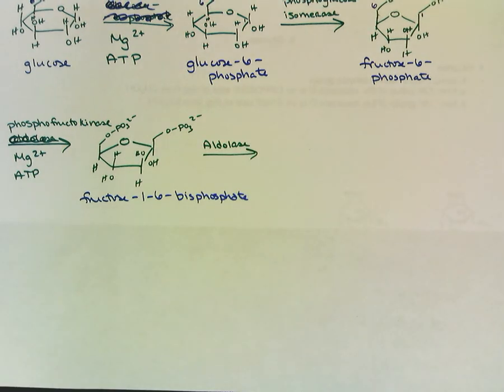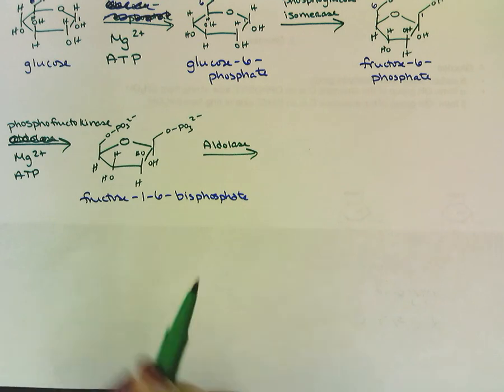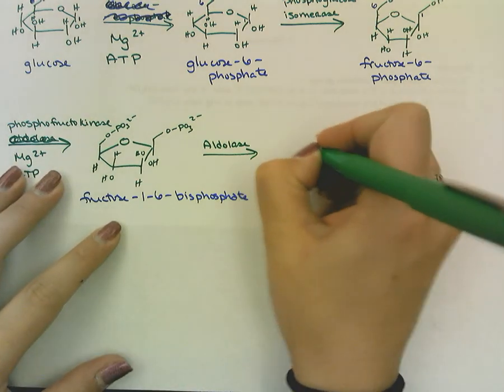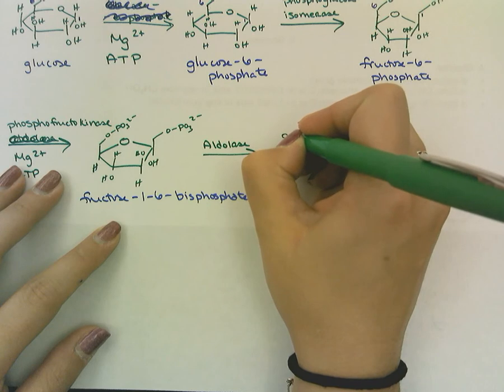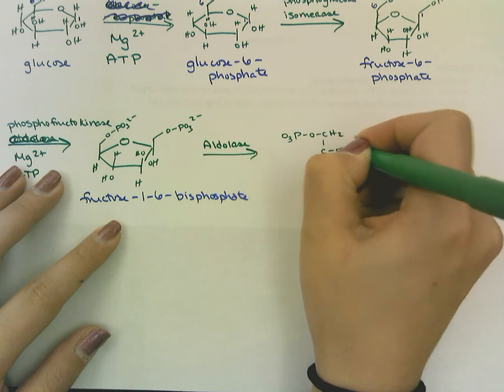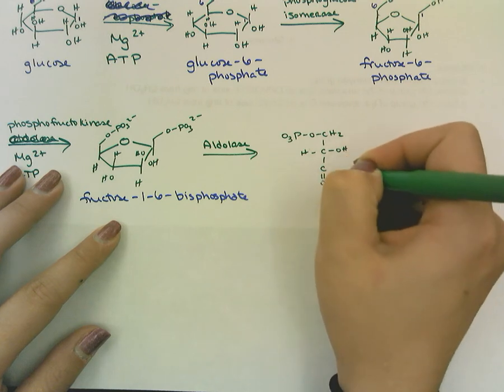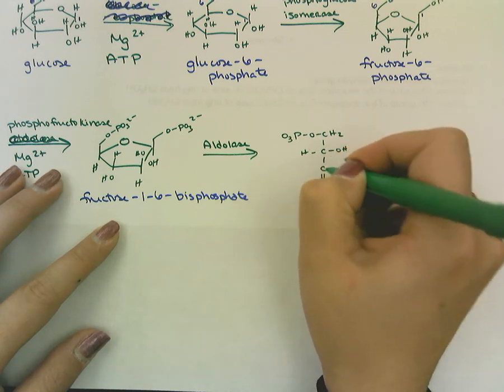So now we're going to use the enzyme aldolase. And aldolase is a cleaving enzyme. So at this step, we are now going to cleave this into our 2 3-carbon molecules. You call it cleaving? Cleaving, yeah. Cut in half.